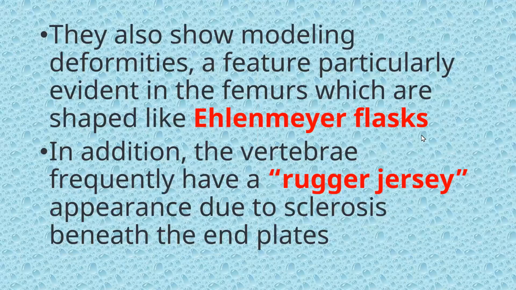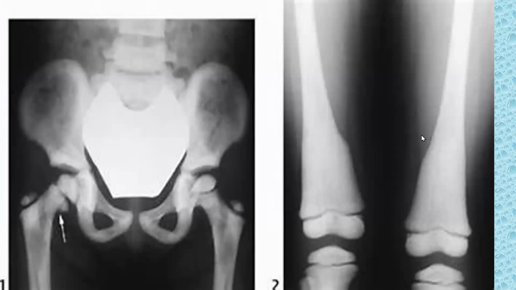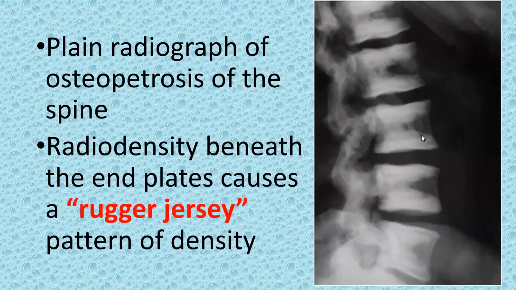They also show modeling deformities, a feature particularly evident in femurs, which are shaped like Erlenmeyer flask deformities, just like we mentioned about Gaucher's. In addition, the vertebrae frequently have a sandwich vertebra or a rugger jersey spine appearance due to sclerosis beneath the end plates. This shows you the solid bone with no remodeling. On the right-hand side, you see the Erlenmeyer flask deformity, which is this time dense, indicating a disturbance in remodeling, while in Gaucher's disease, it is radiolucent. This gives you the rugger jersey spine due to sclerosis beneath the end plates. Okay?